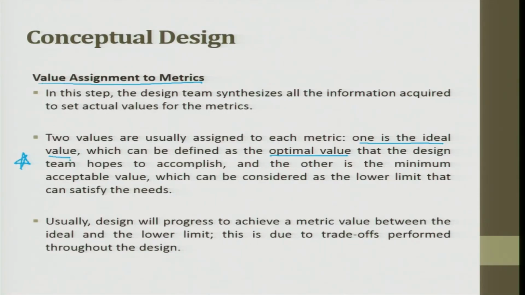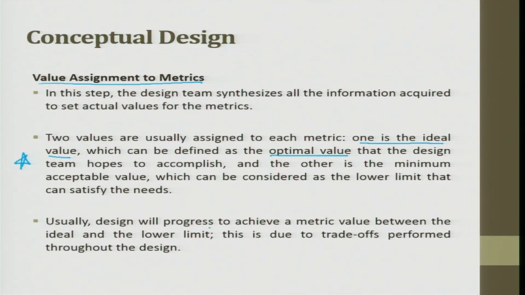One is the ideal value, which can be defined as the optimum value that the design team hopes to accomplish, 90. 90 here is higher, but that is what is optimum if I want to get a good admission in a good college. And the other one is the minimum acceptable value, which can be considered as the lower limit, 60 marks in the examination. So, if I get 60, I will get an admission. If I get 90, I will get a good college admission. That is what is given here, value assigned to metrics.